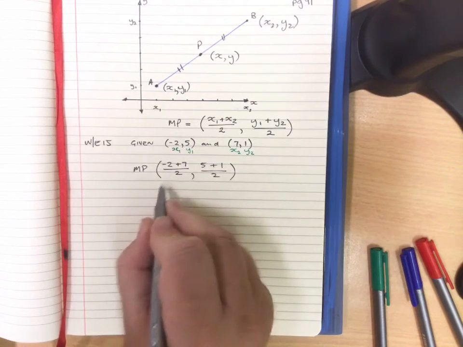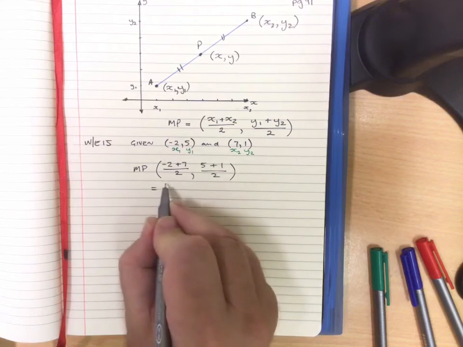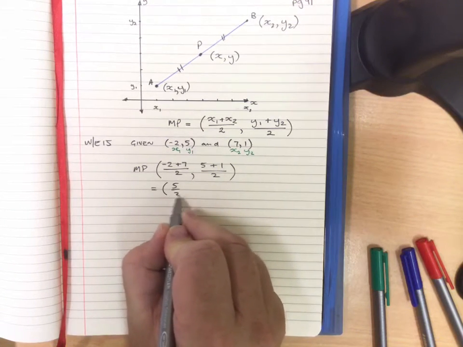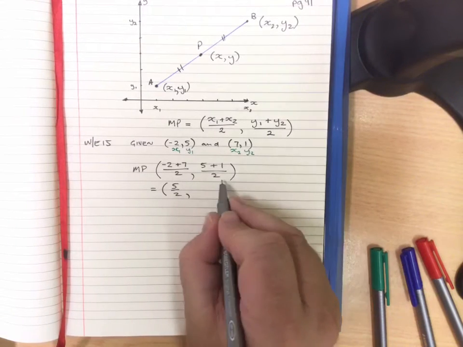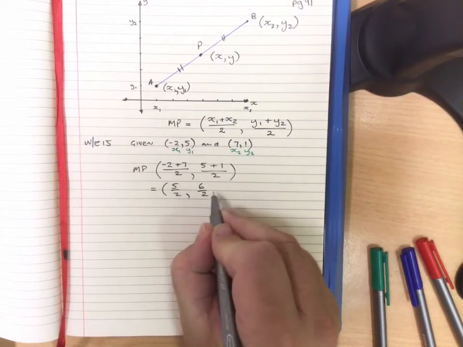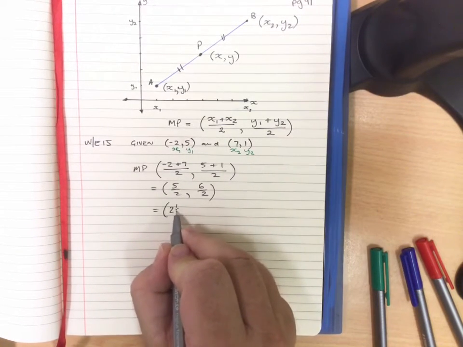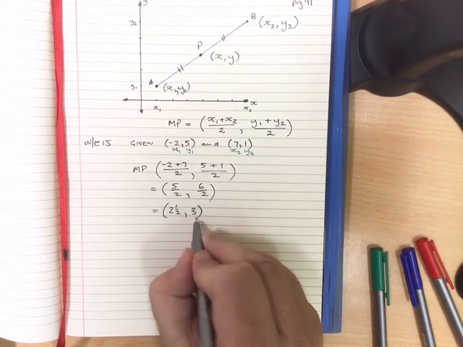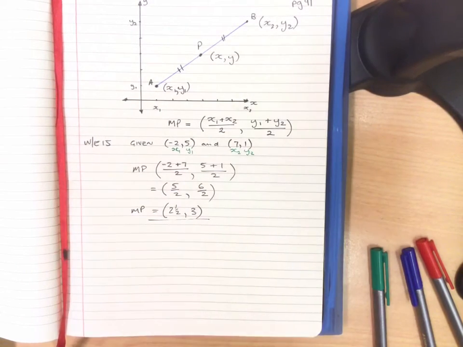So for x, -2 plus 7 is going to give us 5 over 2 for our first coordinate. And for y, we are going to get 6 over 2, and we're just going to simplify that. Our first coordinate is 2.5, our second is 3. We've now found the midpoint of those 2 given points.